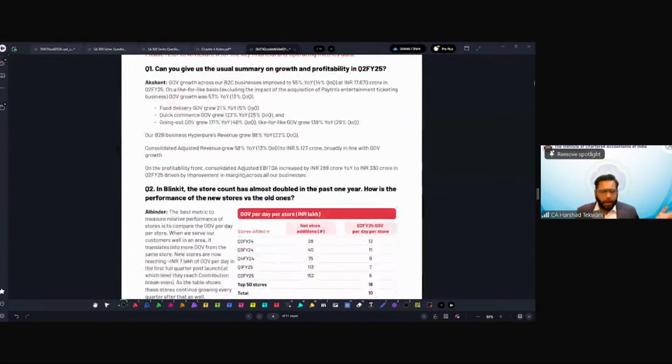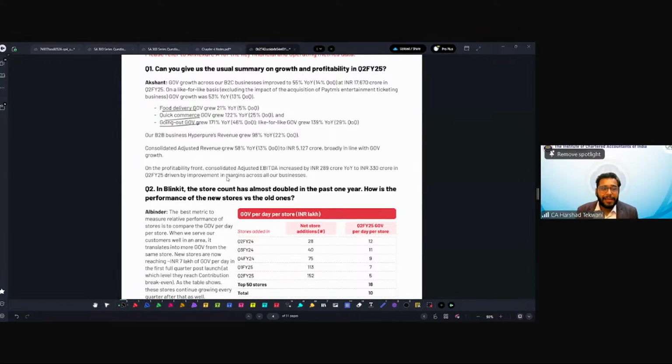Then a lot of numbers are given in the financials, like food delivery, quick commerce, going out. A lot of financial performance evaluation the company itself prepares, if it is a listed company. If the company is not a listed company, a private limited company or a small company, you might not be able to get this information in this much detail. But if it is a listed company, which also provides information to the regulatory authorities, from there also you can get this kind of information.